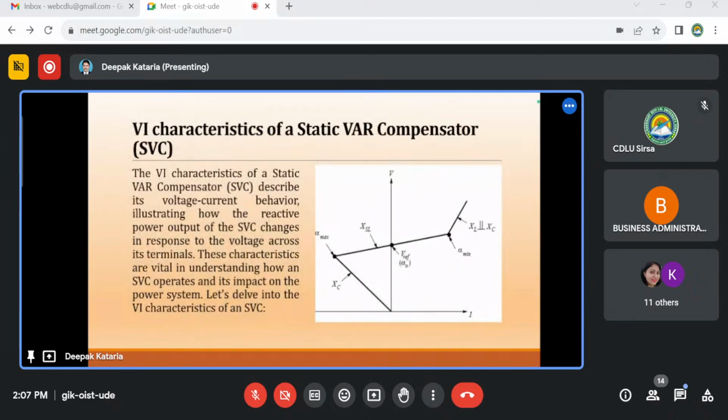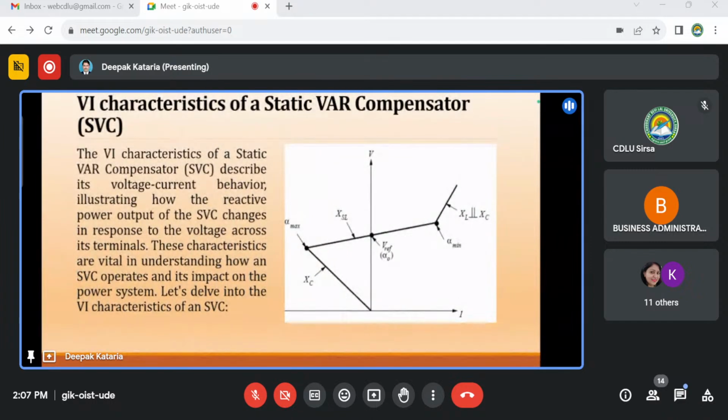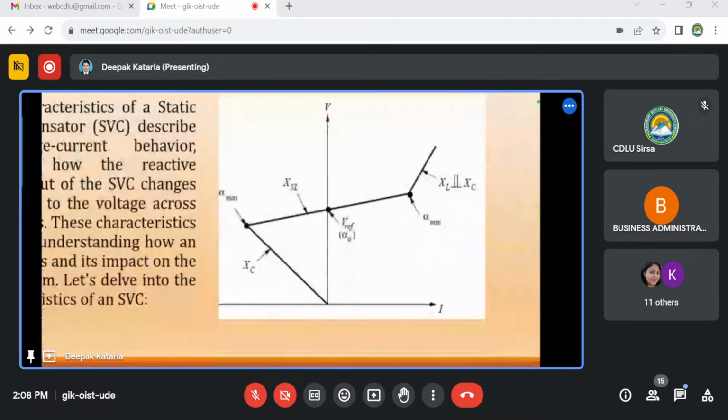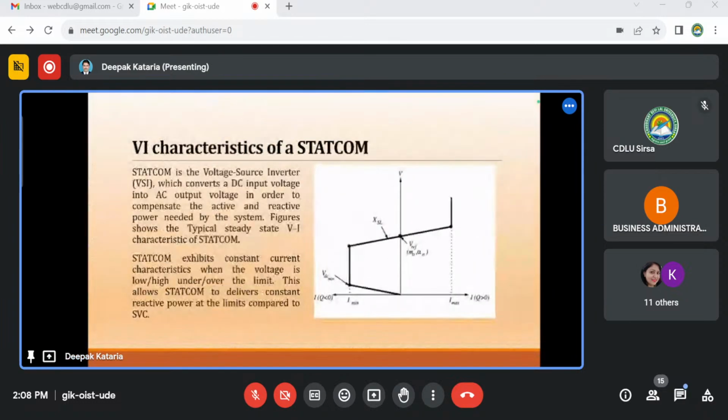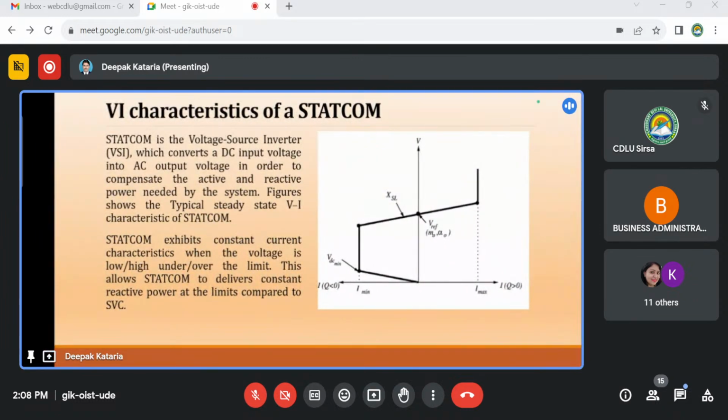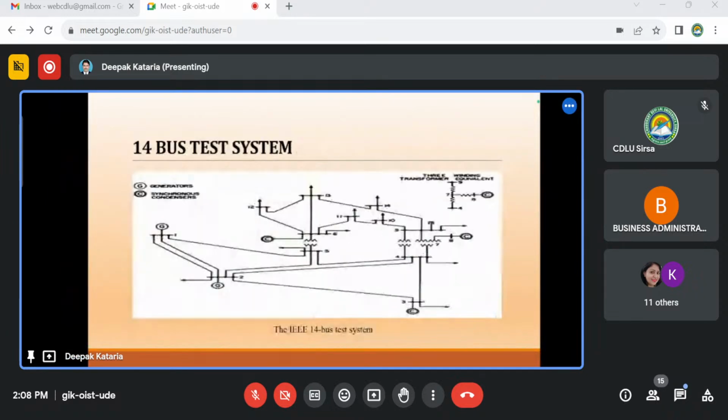The VI characteristics of static VAR compensator SVC describe its voltage current behavior, illustrating how the reactive power output of the SVC changes in response to the voltage across its terminal. These characteristics are vital in understanding how an SVC operates and its impact on the power system. Let's delve into the VI characteristics of SVC. Next is VI characteristics of STATCOM. STATCOM exhibits constant current characteristics when the voltage is low, under or over the limit. This allows STATCOM to deliver constant reactive power at the limit compared to SVC.